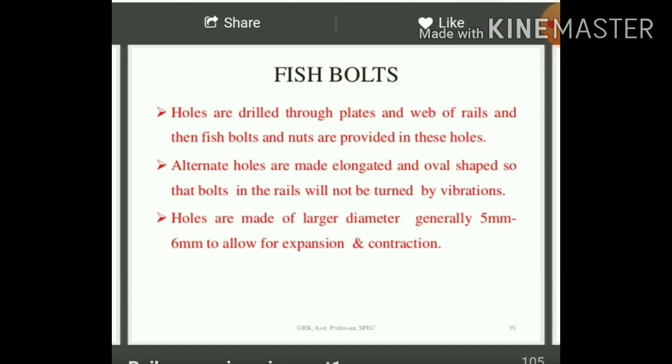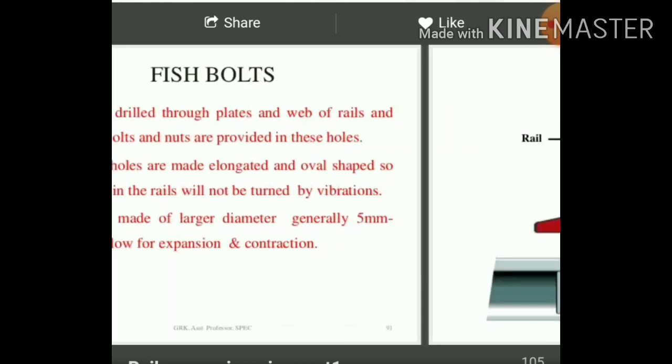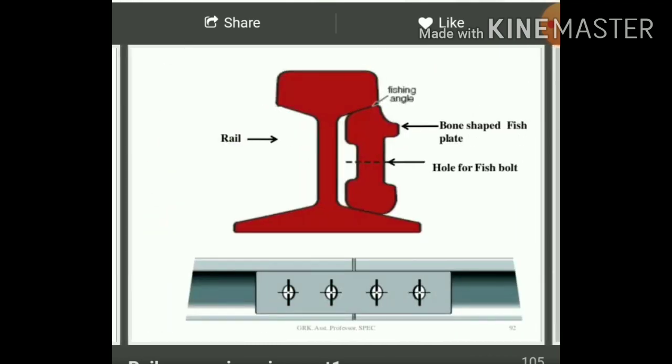So this is the most important aspect. And holes are made of larger diameter, generally 5 mm to 6 mm, to allow for expansion and contraction. Okay, now in this picture you can see the fish plate and rail, and in the bottom picture you can see the fish bolts.